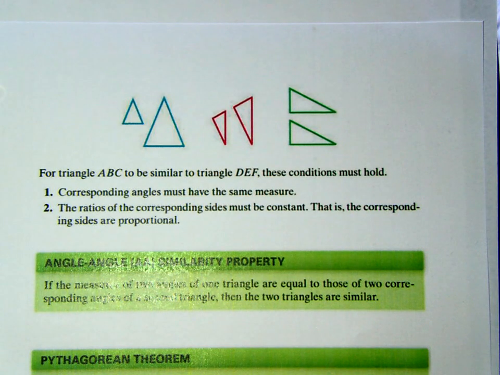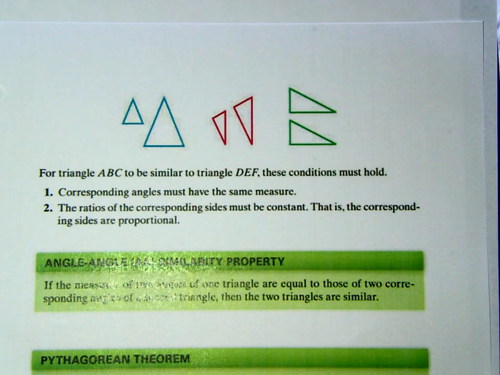So for a triangle ABC to be similar to another triangle, both of these conditions must hold. The corresponding angles must have the same measure. So all of your angles have to be equal to their corresponding representative. And then the side lengths have to have a common ratio, aka they must be proportional.